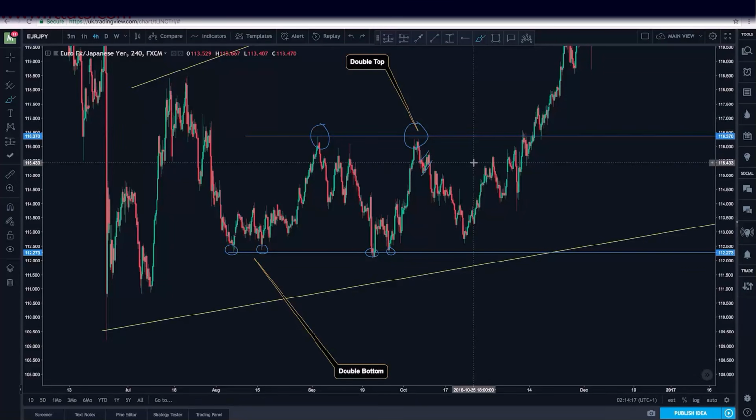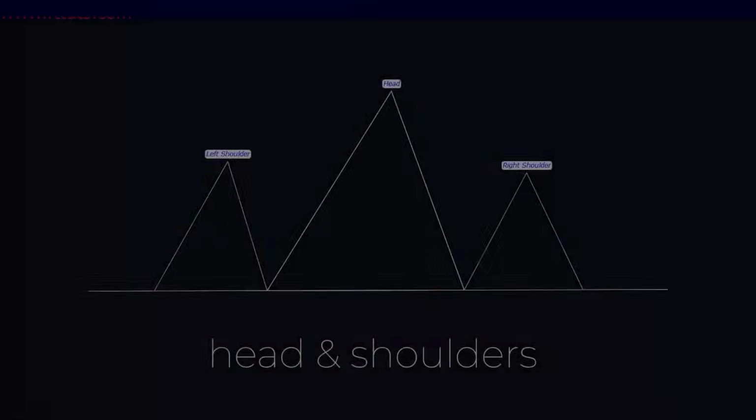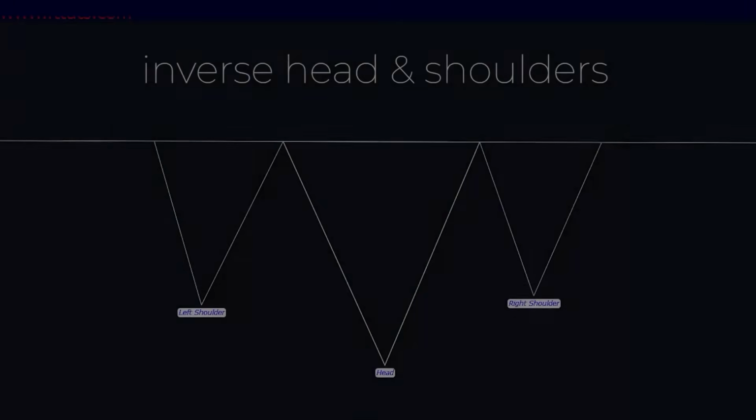With pound yen, what we've noticed is that we get a lot of head and shoulder type patterns. So how do they behave and what do they look like? Let's take a look at that on pound yen now. Firstly, what we're going to start off with is head and shoulders and inverse head and shoulders. So what do they mean?